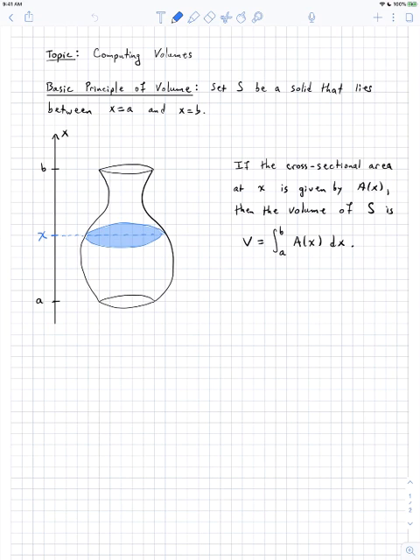In this video, we're going to talk about computing volumes of solid regions. We're going to begin with the basic principle of volume, which you see here. This is similar to the basic principle of areas that we saw earlier.